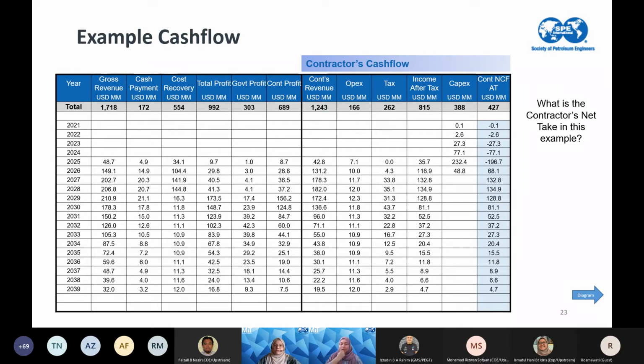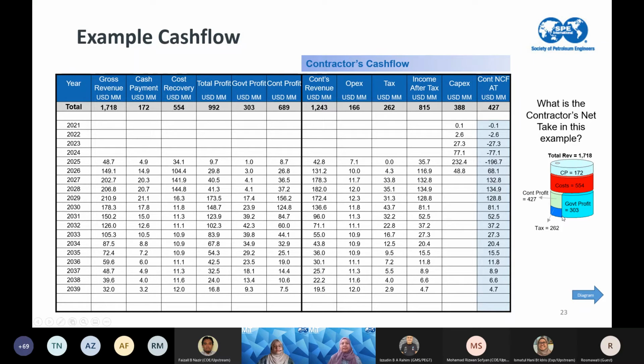Okay. So what is the contractor's net take in this example? Do you recall what the contractor's net take is? Think about this as the barrel. This is what the barrel split looks like in reality, essentially, right? Your total revenue is really small, but you have to see it on the right side. Your total revenue is 1.7 billion. Your cash payment is 172. The total cost is 554. The contractor's profit is such.